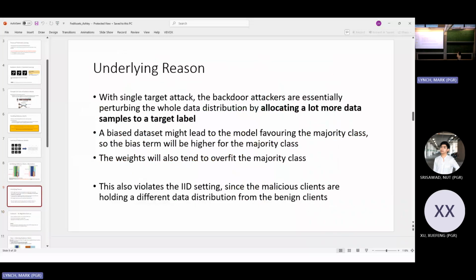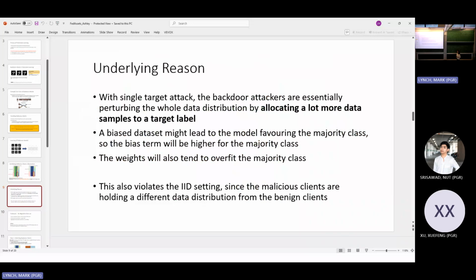In order to have this observation, we also thought about the underlying reason why there is such a phenomenon, what's going on. Afterwards, we realized it is because in a single target attack, which means that we want to point everything to a single target, the backdoor attackers are essentially just perturbing the dataset so that they reallocate a lot of the data to the target label they are looking at. Because of that, this dataset will be highly biased.